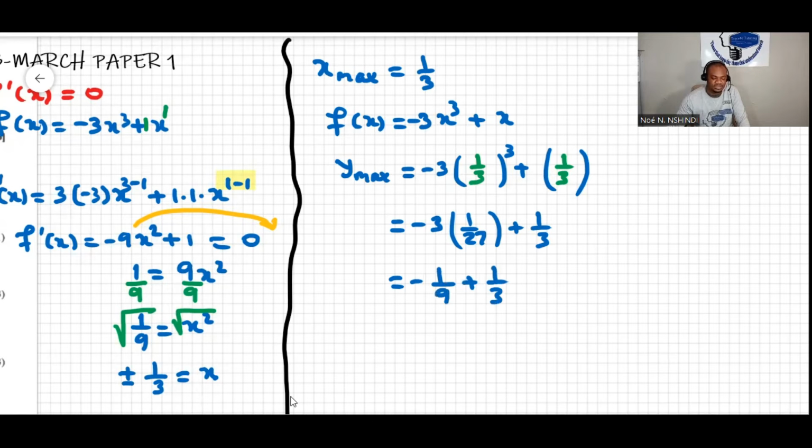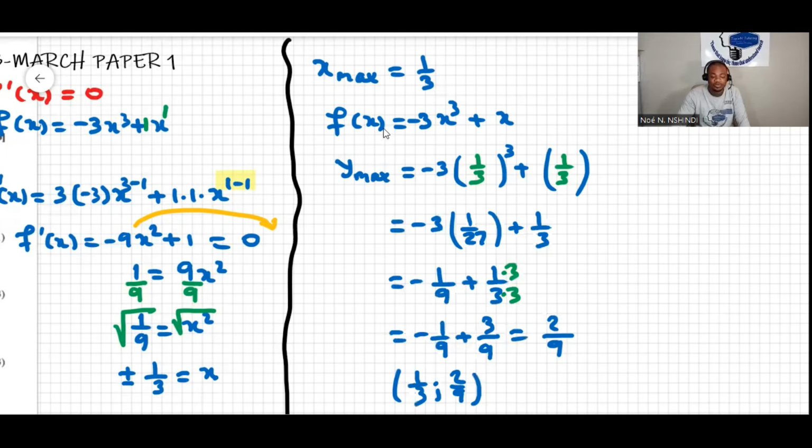I can multiply the 1 over 3 by 3 on top and bottom because I need to add the fractions. So this equals negative 1 over 9 plus 3 over 9, which is positive 2 over 9. Now we have the maximum at the point 1 over 3, 2 over 9. This is the maximum of f of x.